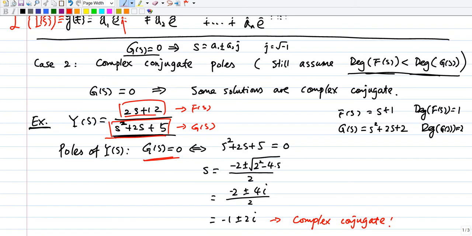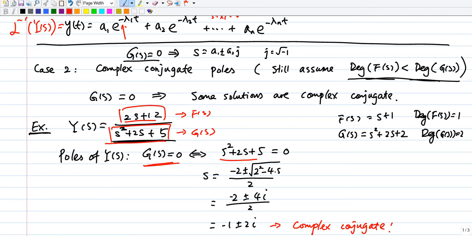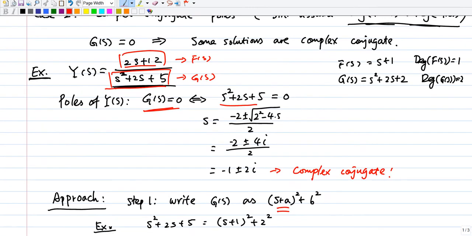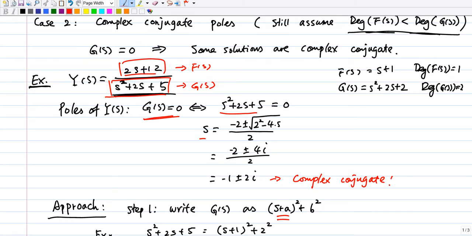If we find the solution, we set this to be 0, which means s squared + 2s + 5 = 0. The solution is just given by -1 plus or minus 2i. So we have complex conjugate poles. This is the general approach to solve the problem.